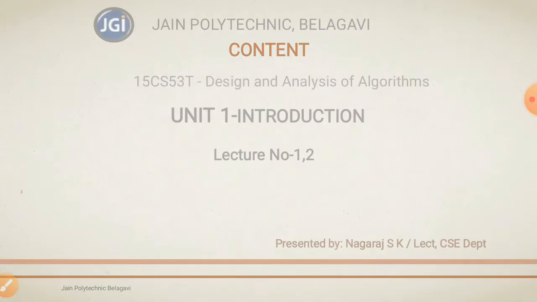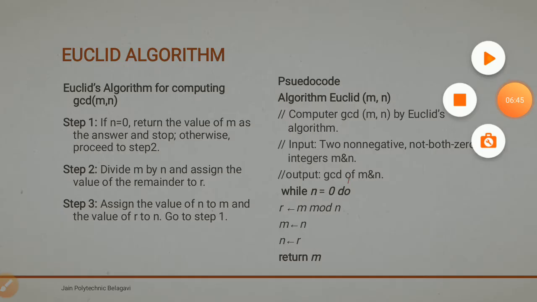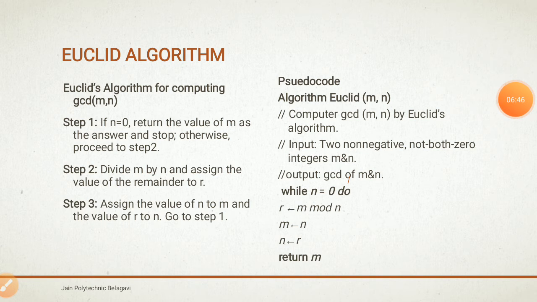Then assign the r value to n. Whatever remainder is there, again assign it to n, then return the value of m. Then after this, for computing the GCD of two numbers, we applied the Euclid algorithm.